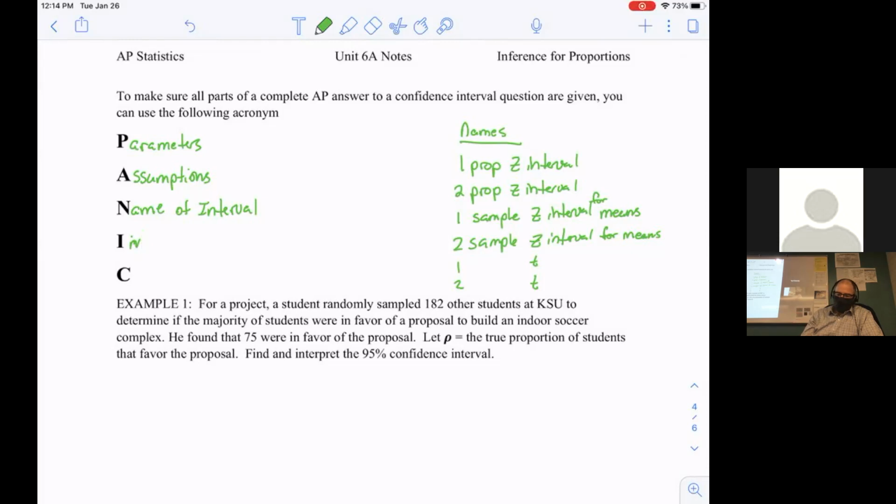So after we have made sure all of the inference assumptions are met, and we have named our interval, we are actually going to construct the interval. So I'm going to have that proportion, okay? And then lastly, we are going to have a conclusion in context.